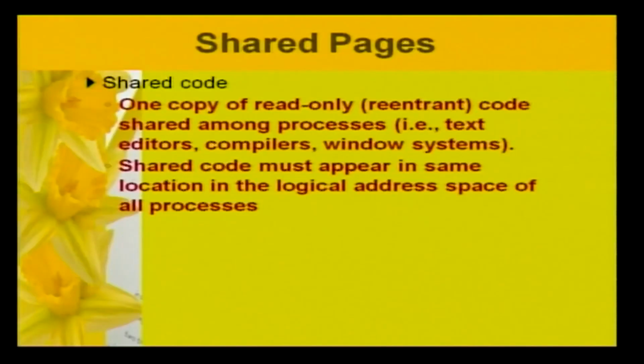Because the valid and invalid bit mechanism is available in the page table, people guessed, what if there would be one particular memory area which is going to be shared by more than one process. However, the implementation of shared page tables using a valid invalid bit is still more challenging. In shared pages, there are two variations available. The code may be shared or data may be shared.